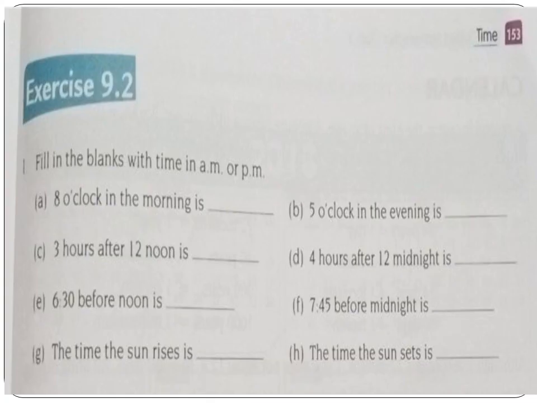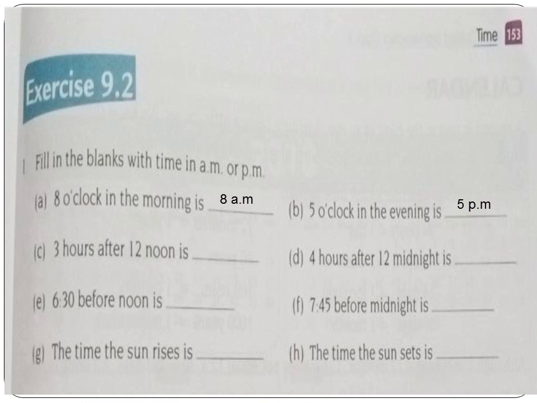Yes children, it is exercise 9.2 in page number 153. We have to use AM for the time from 12 midnight to 12 noon. We use PM for the time from 12 noon to 12 midnight. So for the first, it is 8 o'clock in the morning, so it is 8 AM. 5 o'clock in the evening, it is 5 PM.